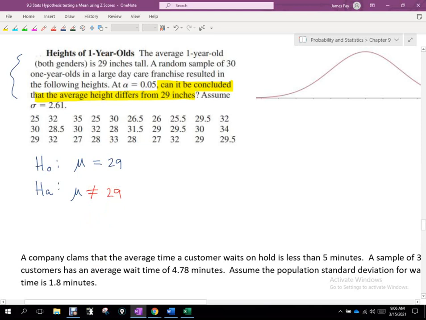Now, in the phrasing of these, and I think these are the ones that people struggle with the most in terms of which one's to claim and which one's not to claim. Because it never says that like a reporter reports or an employee thinks or somebody believes or feels, something like that, right? When at the end, though, if it ever says, can it be concluded that the average height differs, that wording tells me that this is the claim. So as you read through a problem and it doesn't use the word claim, feels, believes, or reports, but it says can it be concluded, then they're assuming that the alternative hypothesis is the claim.